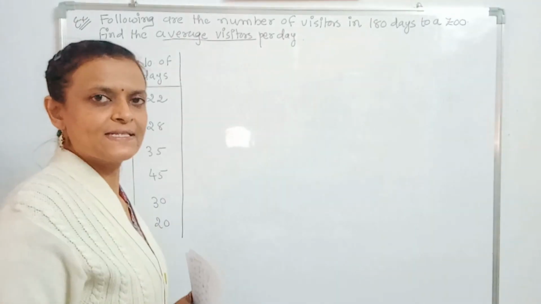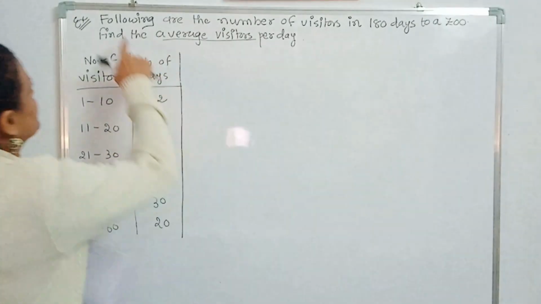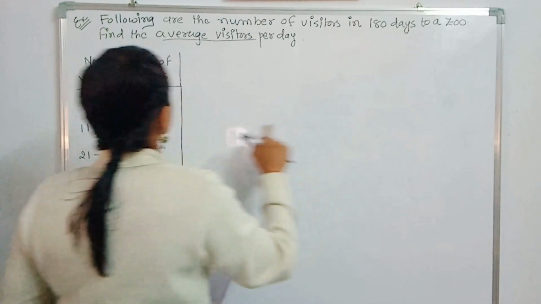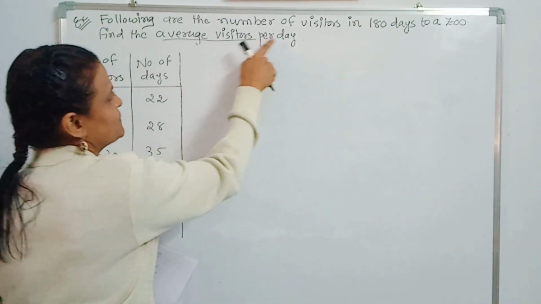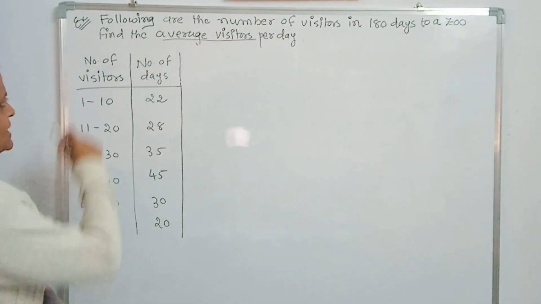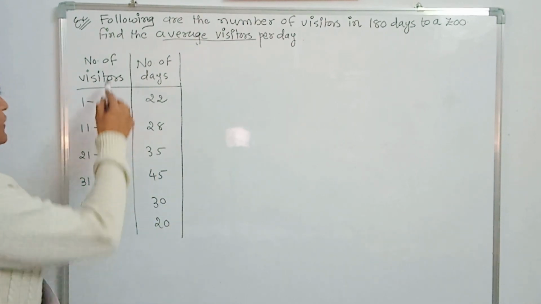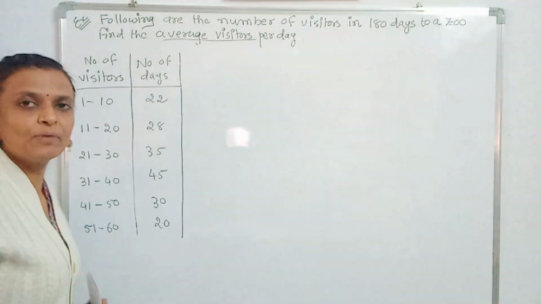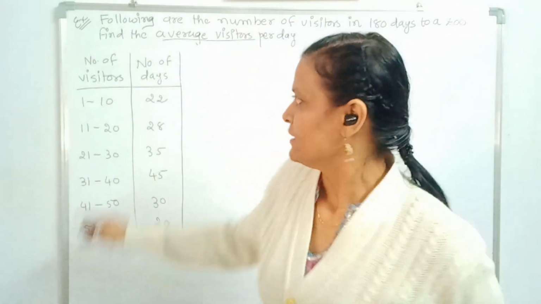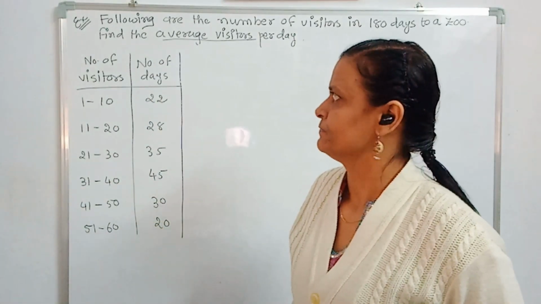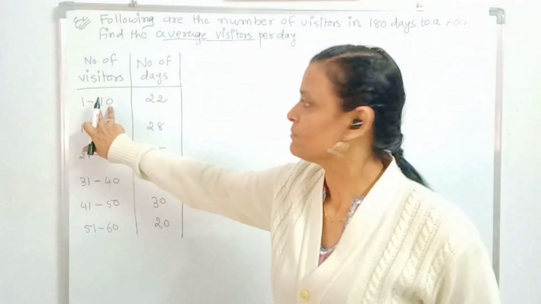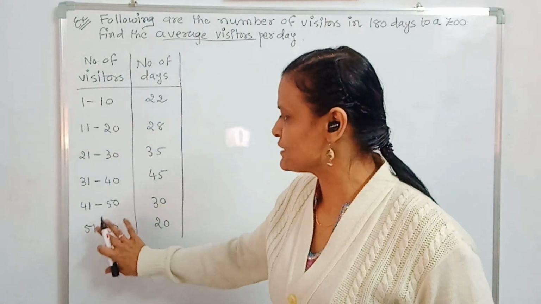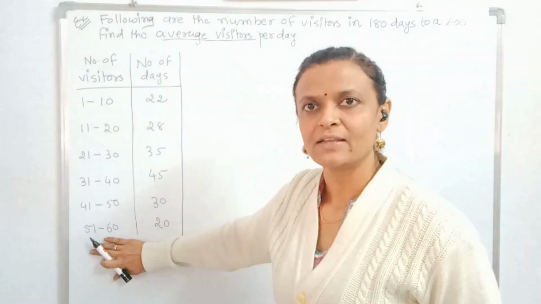Now this is our third example. Let us read the data. Following are the number of visitors in 180 days to a zoo. Find the average visitors per day. Here data is given in the form of a table. The first column represents the number of visitors and the second column represents the number of days. You just check the first column. Here direct numbers are not given, but a range is given. That means this table is also categorized as group data.